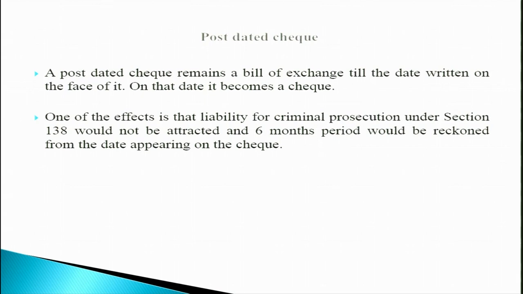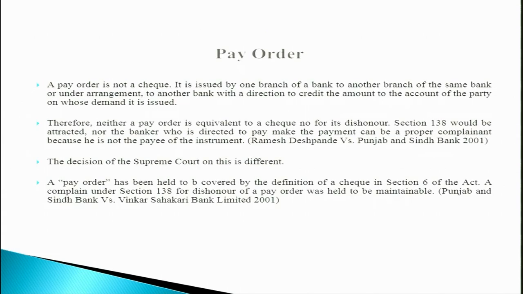So if you give a check to someone, that doesn't become a check on that particular day. It becomes a check only when the date comes. One of the effects is that the liability of criminal prosecution under section 138 would not be attracted, and the 6 months period would be reckoned from the date appearing on the check. We will read more about this section 138, the check bouncing.